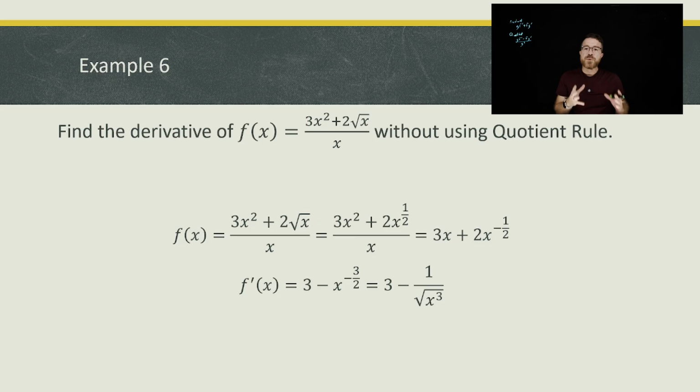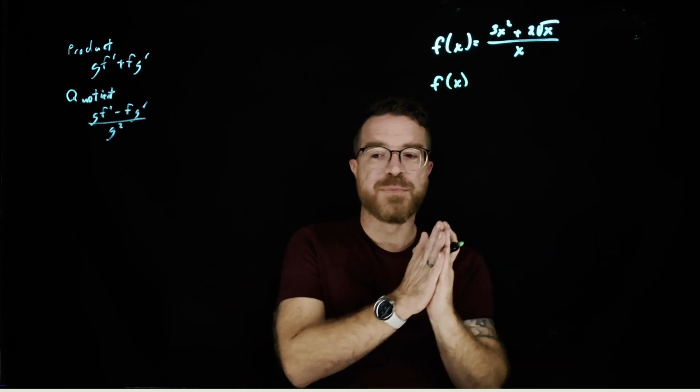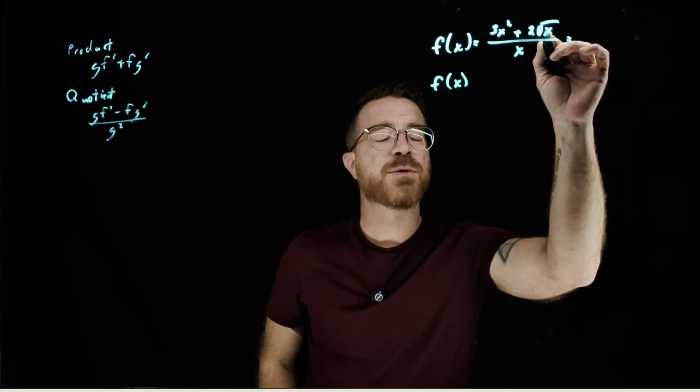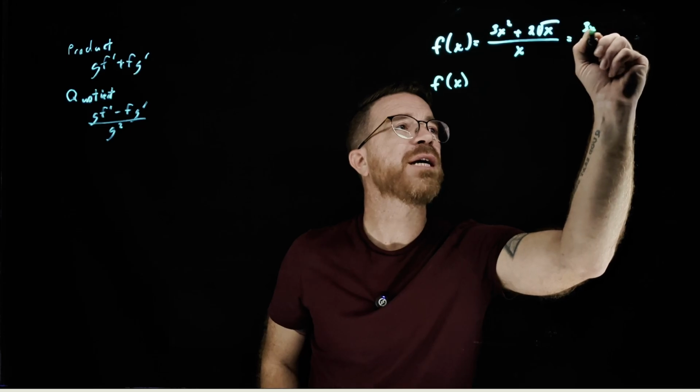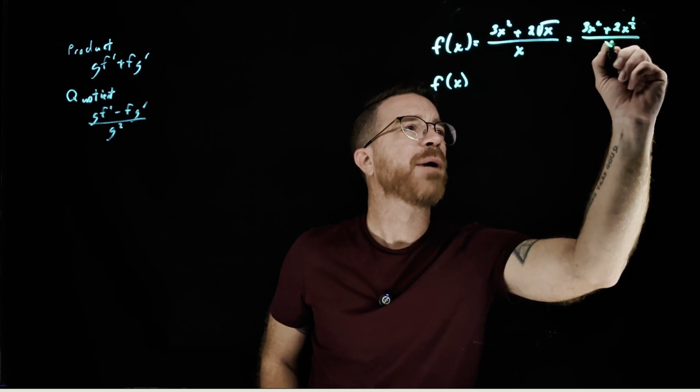For our next example, we want to solve the function. We have the function f of x equals 3x squared plus 2 square root of x divided by x. And we want to figure out what is the derivative of this without using our quotient rule. So in order to do this, I'm going to take my f of x and change it around a little bit so that, first of all, square root of x is going to be x to the 1/2. So we're going to have 3x squared plus 2x to the 1/2 divided by x.